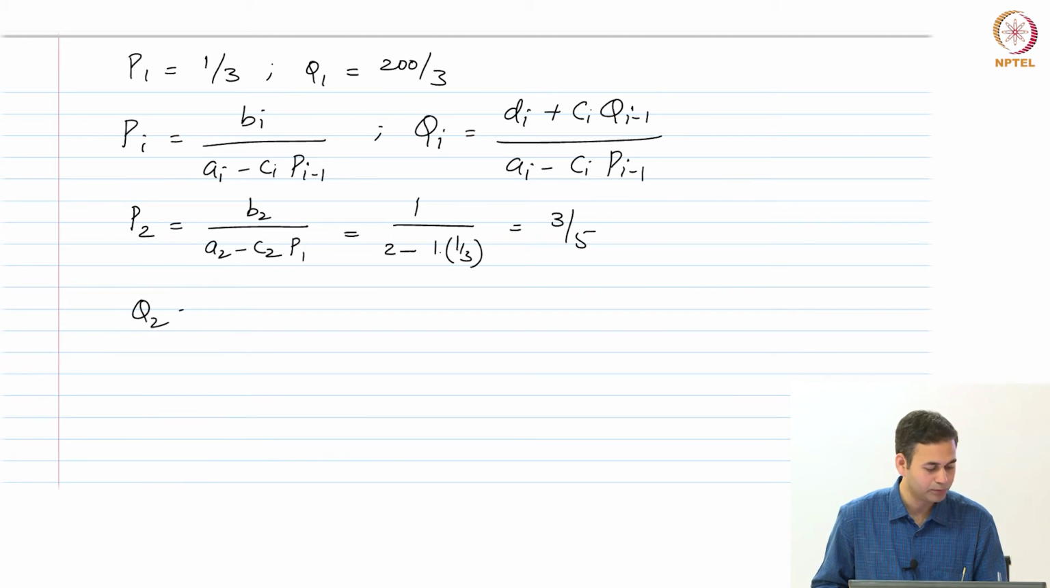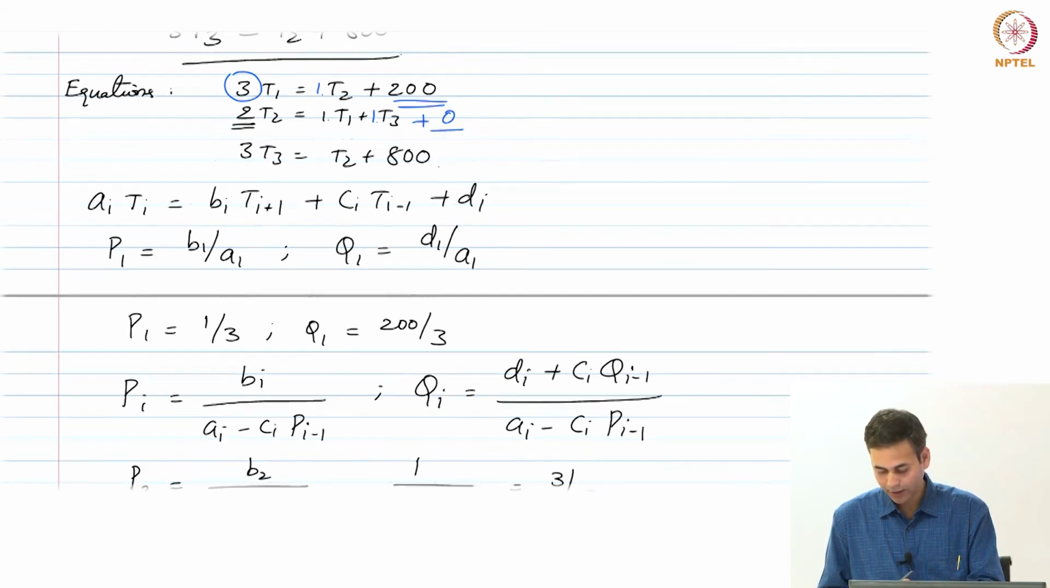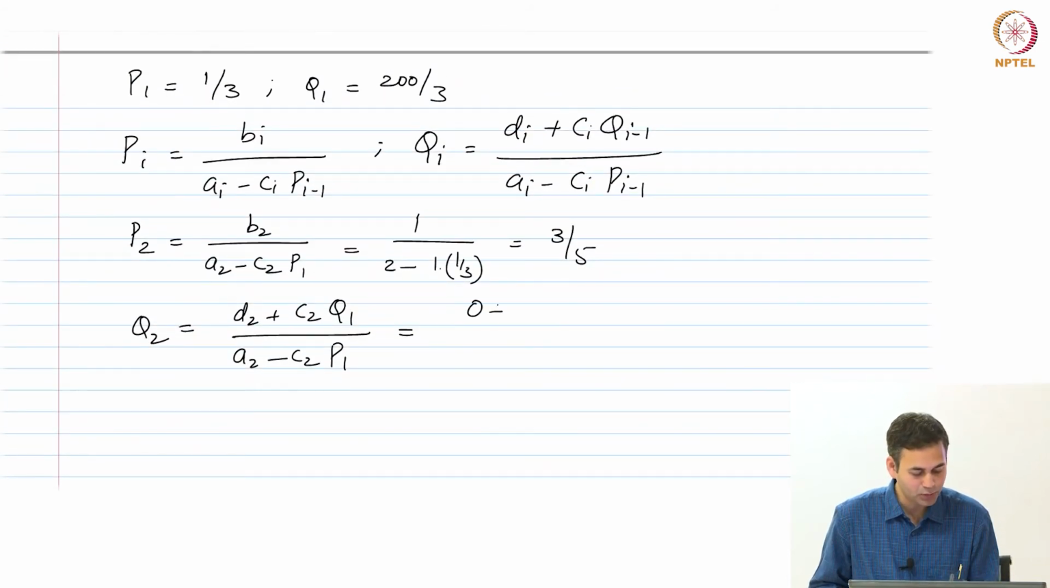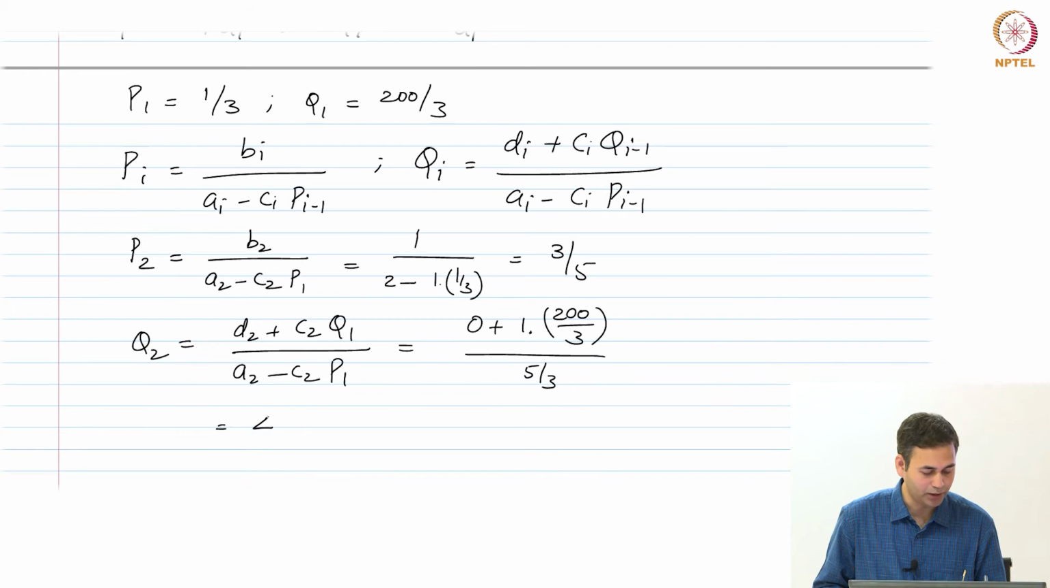Then what about Q2? D2 plus C2 Q1 upon A2 minus C2 P1. How much is D2 for cell 2? 0, because we do not have a source. So, this is one catch, we will come to this when we do 2D. In 1D you have 0. So, this is 0 plus C2, which is 1, times Q1, 200 upon 3, upon A2 minus C2 P1, which is again 5/3. So, this is 40, 200 by 3 by 5 by 3. So, this is Q2, fine.